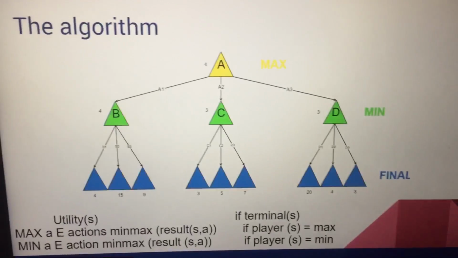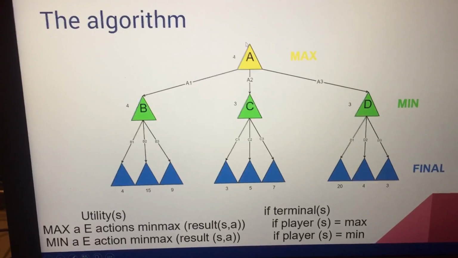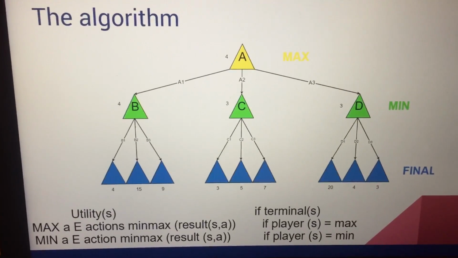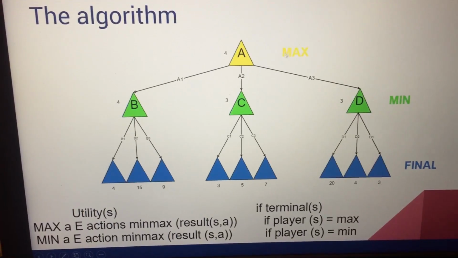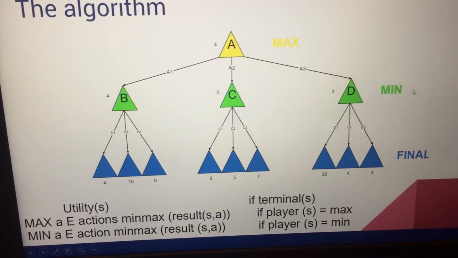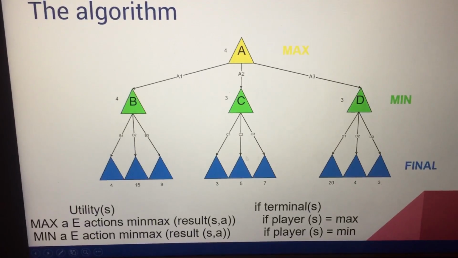I will explain it with this tree. I could use the game tree for all of checkers, but it's too much to explain. So I will use this little tree, which represents two moves, one with Max and one with Min. And of course we have our final states.